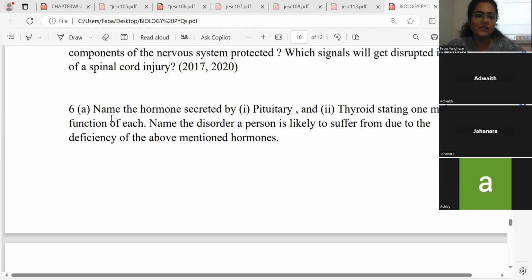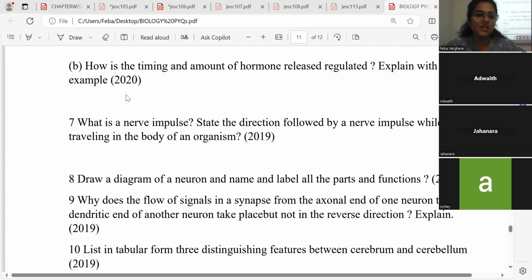Okay, now the sixth question. Name a hormone secreted by pituitary, thyroid, stating one main function of each. Growth hormone and then thyroxine. You can write about the functions of each. Name the disorder a person is likely to suffer due to the deficiency of the above mentioned hormone. Gigantism or dwarfism, anything you can write. Due to deficiency, it is dwarfism. And thyroid? Thyroxine is not secreted. Goiter. Yes.